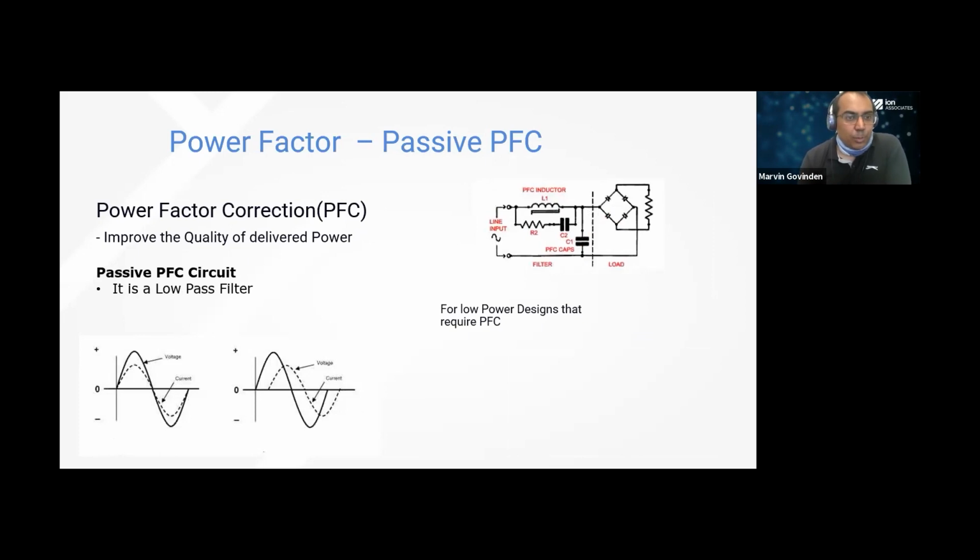Also, obviously, for smaller devices, we don't want to put in an active PFC. It's too much cost. So you put in basically a low pass filter, and that does some of the job for you. So that's a passive PFC circuit. And we tend to add those in for smaller circuitry, low power, just circuits which are running at a few watts. So we have that option as well.